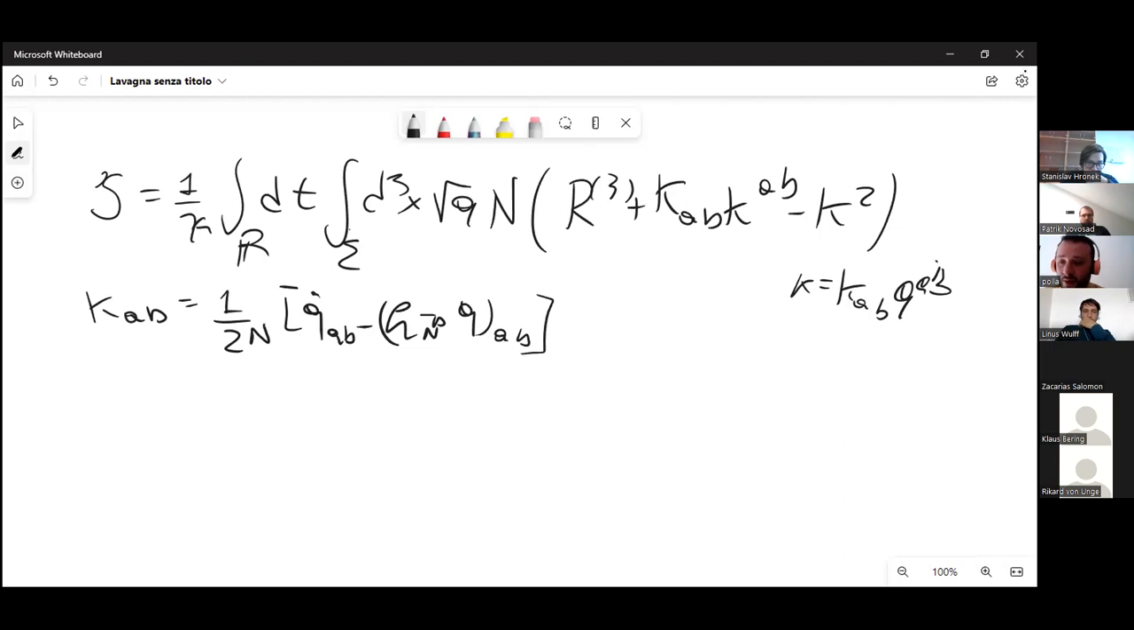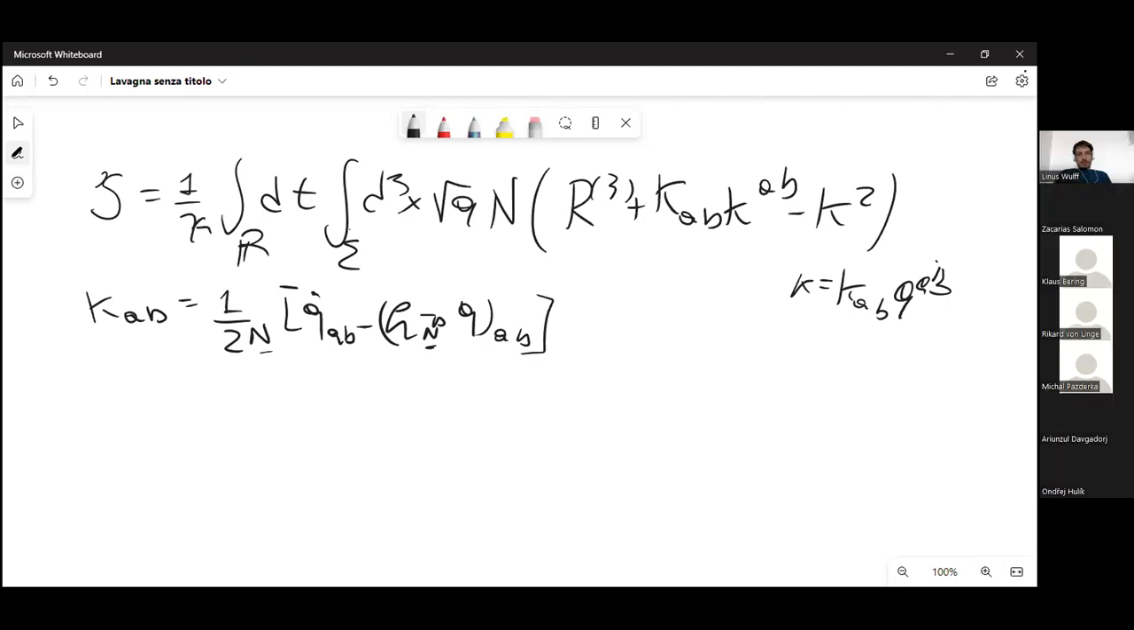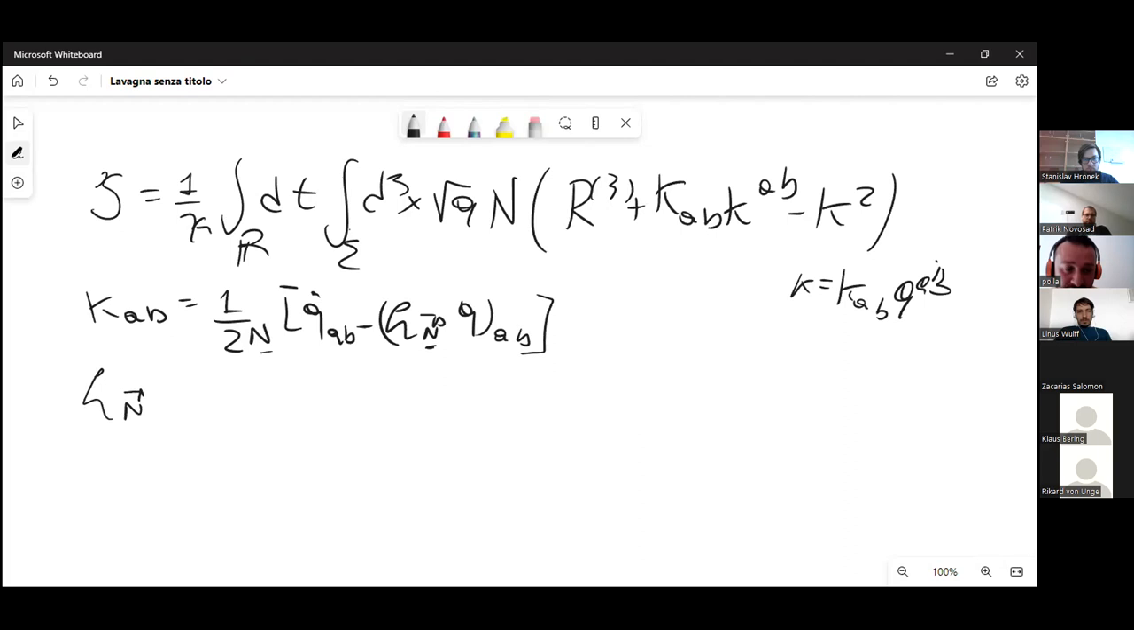Because now what we want to write is the action, instead of in terms of the extrinsic curvature, or at least better saying the pullback of the extrinsic curvature down to the sigma, to write it all in terms of the metric tensor, the derivative of the metric tensor, the lapse function here, and also we have the shift vector in here. Okay.